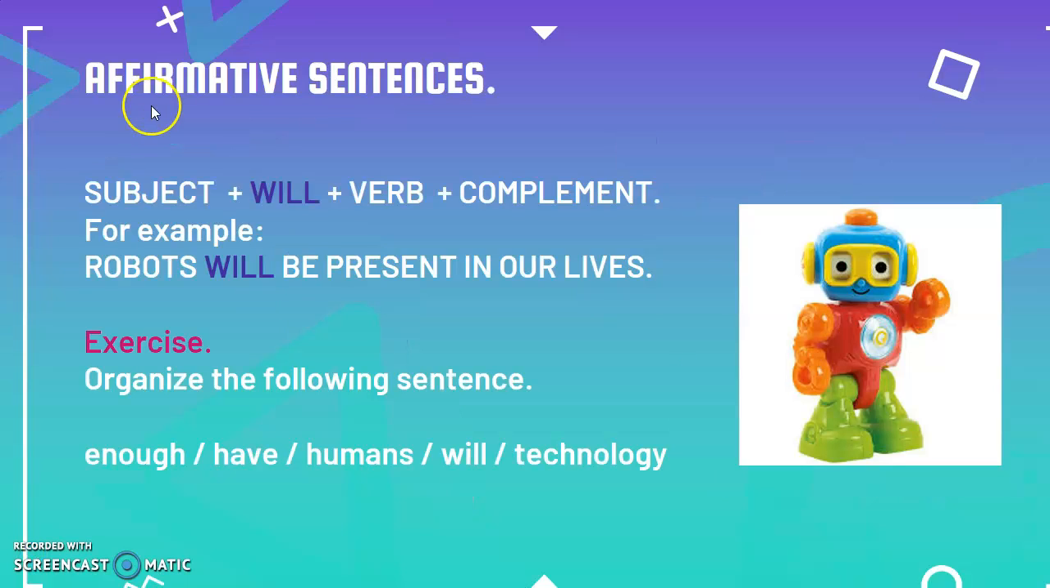If we want to talk about an affirmative sentence, we need to take into account the subject, the verb will, which is our auxiliary verb in this tense, our verb in its normal position, and the complement. So for example, robots will be present. So let's do an exercise. Organize the following sentence: enough, have, humans, will, and technology. If your answer is humans will have enough technology, you are right.